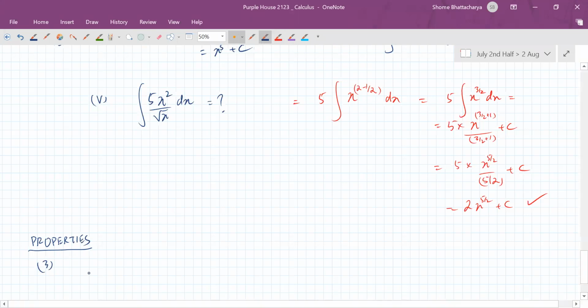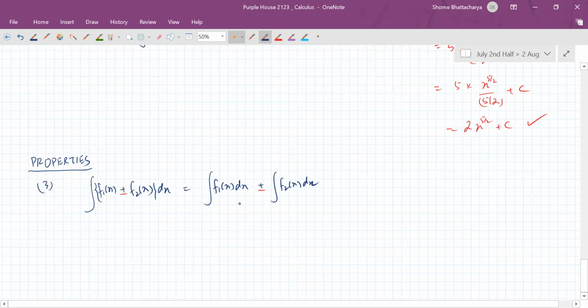So the third and final property is this one, that sort of distributive property. If we have the sum of two functions, their integration will be the integration of the first function plus the integration of the second function. Or if there's a minus sign between the two, then there will be a minus sign between the two integrations. Only one thing here, when we combine them as a sum like this, we don't need to write two separate constants. So for example, if we have integration of, let's say, x plus x square.